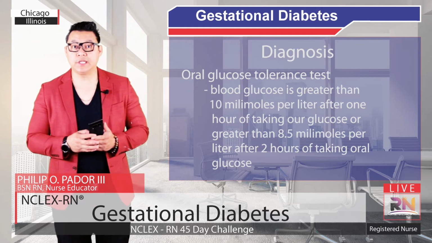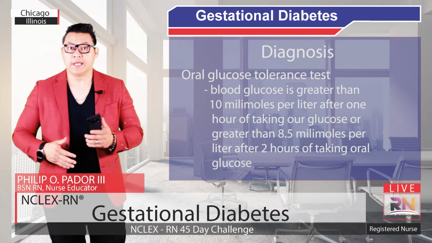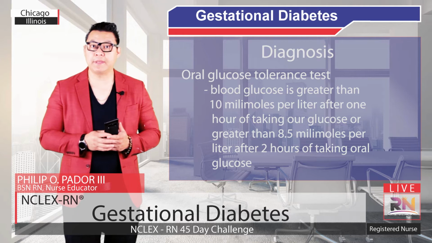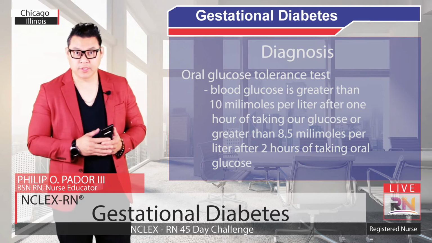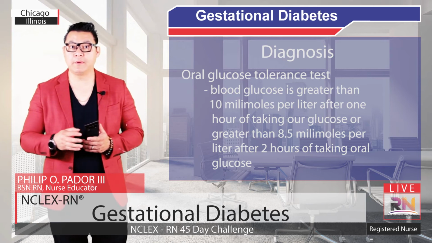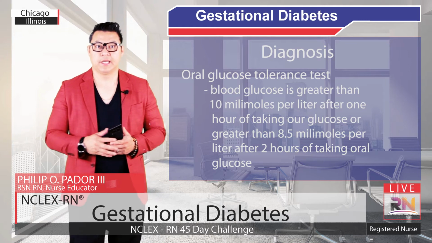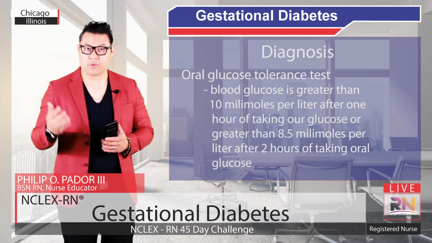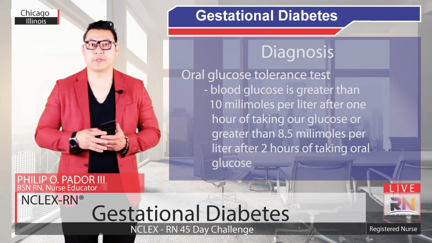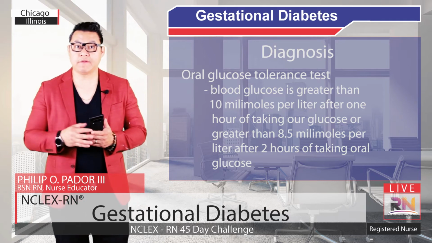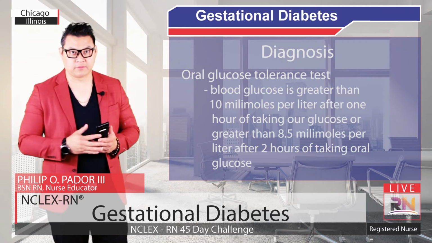The diagnosis of GDM can also be done with an oral glucose tolerance test. GDM is diagnosed if blood glucose is greater than 10 millimoles per liter after 1 hour of taking oral glucose, or greater than 8.5 millimoles per liter after 2 hours of taking oral glucose. These values normally should be lower because insulin should be lowering the blood glucose. But with insulin resistance, blood glucose takes a lot longer to go down after eating glucose.